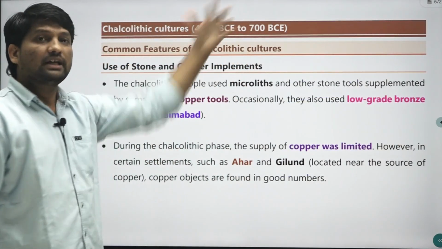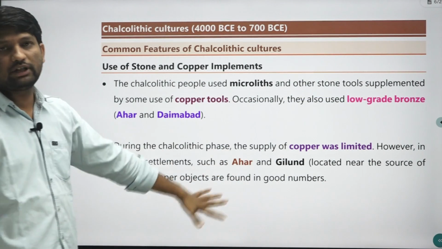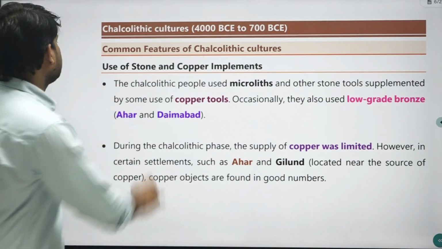Now we are going to see some basic features. We have already seen this, but now we will see it in detail.